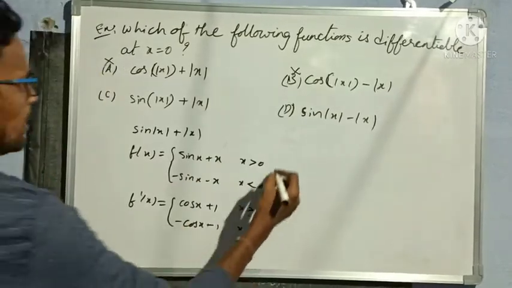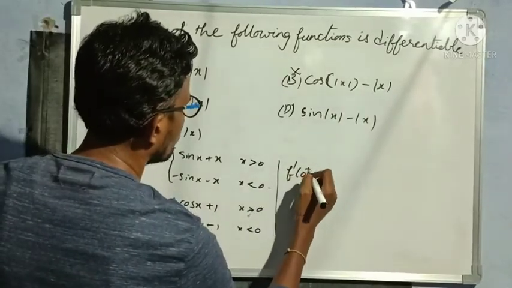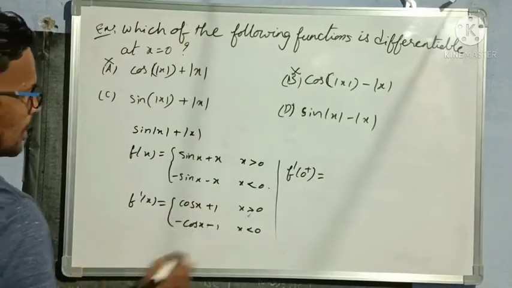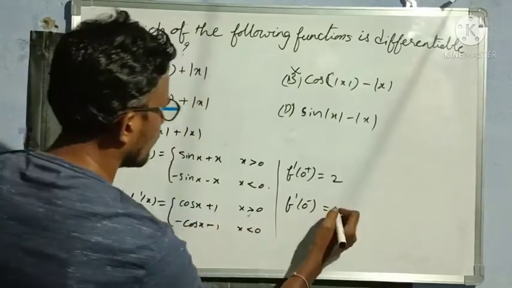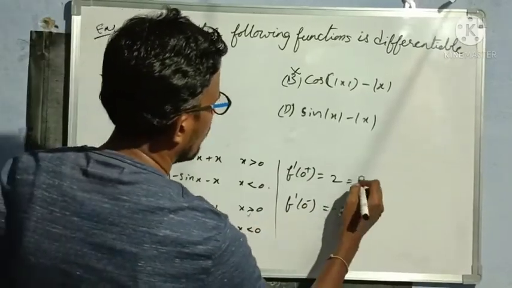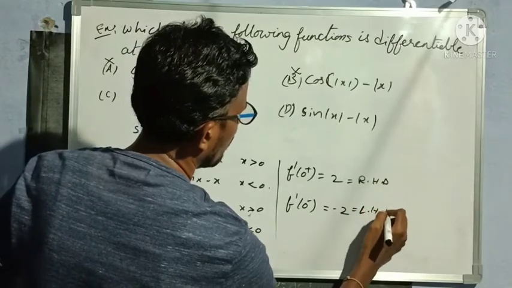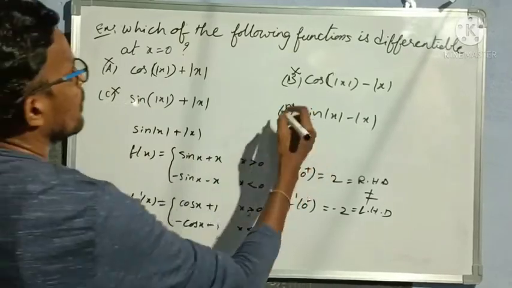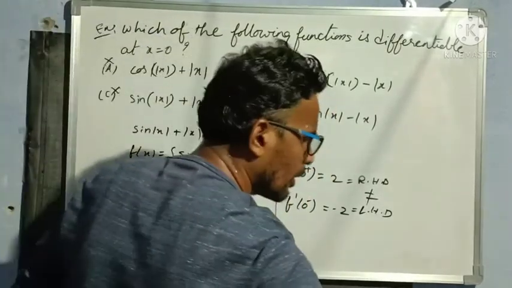So let us see f dash of 0 plus and f dash of 0 minus. F dash of 0 plus is equal to cos 0, 1 plus 1 is 2. F dash of 0 minus, so here minus 1 minus 1 is minus 2. So that is RHD and this is LHD. Both are not equal. So this is also non-differentiable. So only this is differentiable. Understood? So let us see whether that is also differentiable or not.